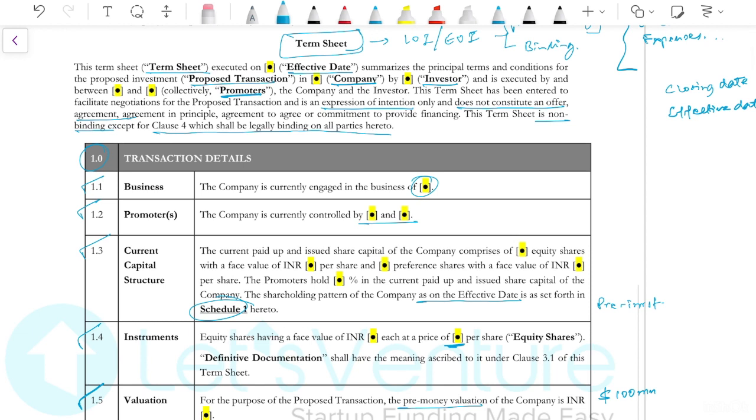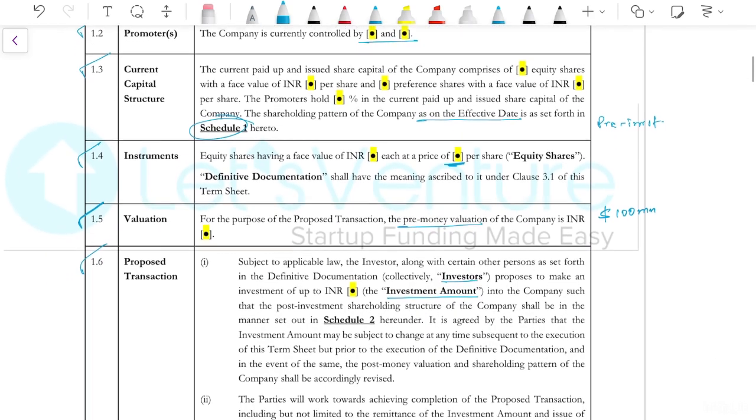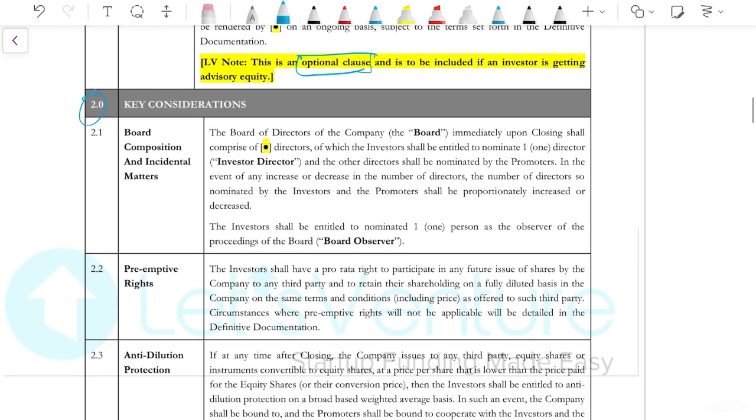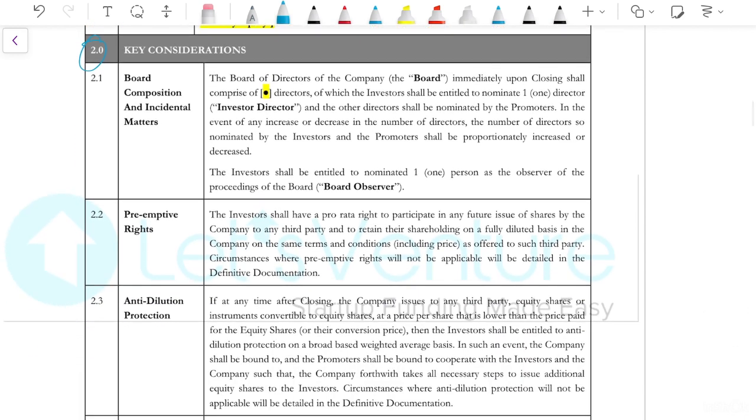So this completes the transaction details, and as you saw, these are more of fact-based statements rather than legal statements, right? Now we jump on to the legal part, or the key considerations, which is very important for you as an investment banker, as an investor, or as a founder. And hence we'll spend more time on these clauses.